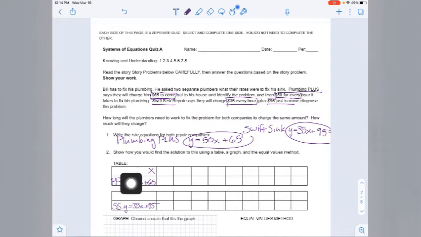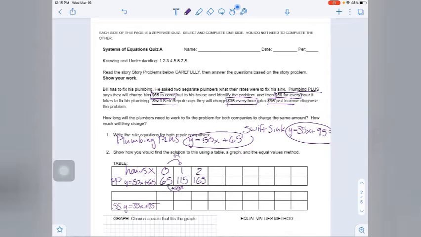In both of these, it says 50x and 35x. And if we look, it says 35 every hour and 50 every hour. So the x next to 50 must mean the hours. So if they work on it for 0 hours, they're going to charge you $65 just to come out there. If they work 1 hour, it's going to be $50 more. So when this goes up plus 1 hour, this is going to go up plus 50. And that would be 115.